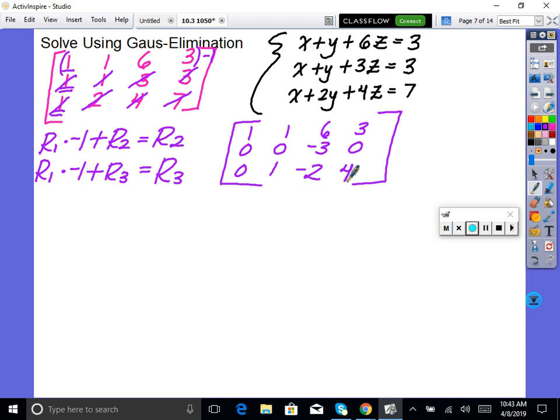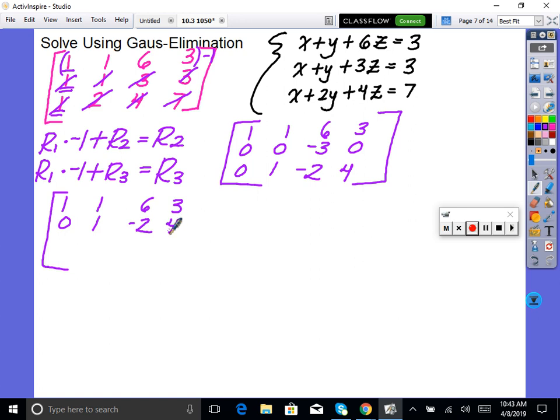Isn't the next step to get a 1 right there? Yeah, there's a 0. Yeah, just switch the rows. So we're just going to now take that up there. Won't that put it in the right spot? Okay, so let's just rewrite. I'm not going to even write down what I did. I'm just going to switch them real quick.